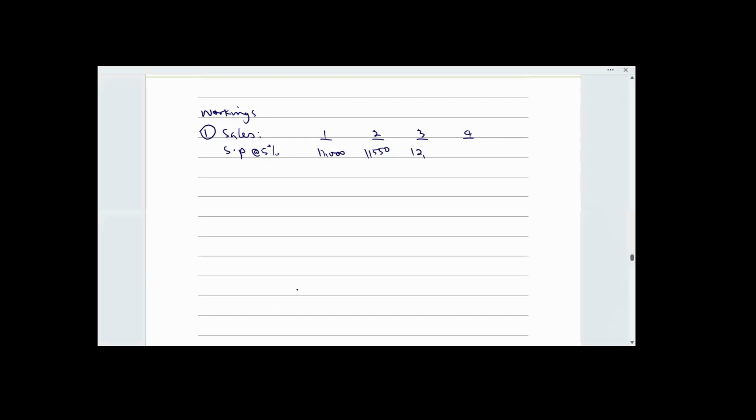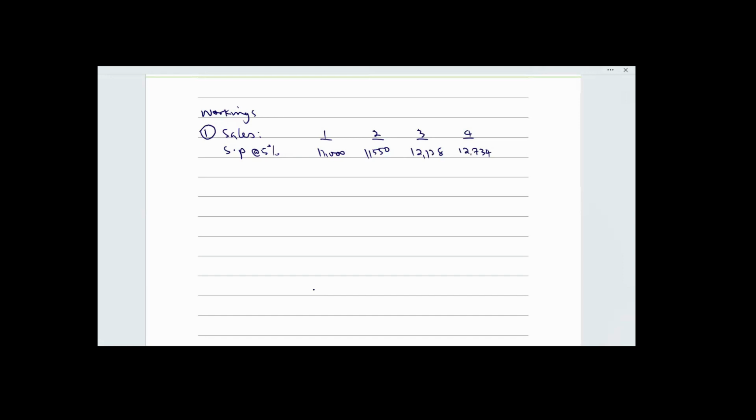What you have in your calculator multiplied by 1.05 gives 12,128. Here is 12,128. What you have in your calculator multiplied by 1.05 equals 12,774. Sorry, 12,734. So with this, I have inflated my selling price.